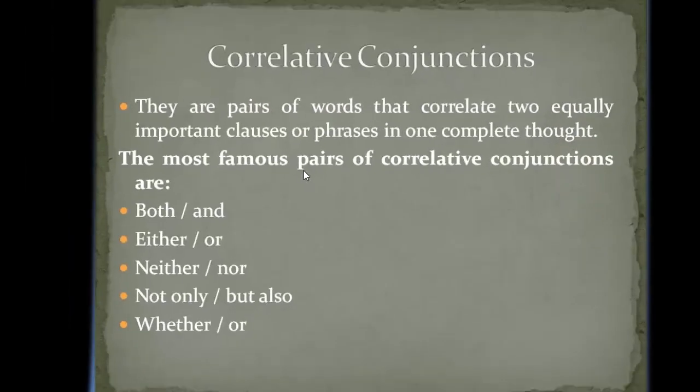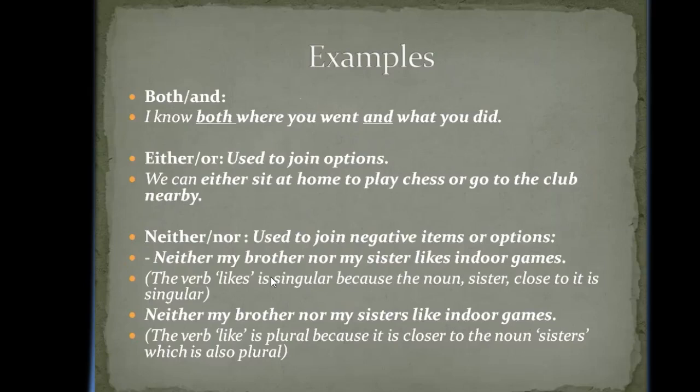Assalamu alaikum. In today's lesson, we're going to study correlative conjunctions. They are pairs of words which can be used to create compound sentences. So correlative conjunctions are pairs of words that correlate two equally important clauses, as I said before. The most famous pairs are both and, either or, neither nor, not only but also, and finally, whether or. Let's take some examples to understand how to use them.